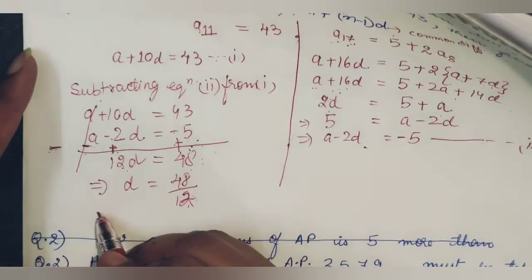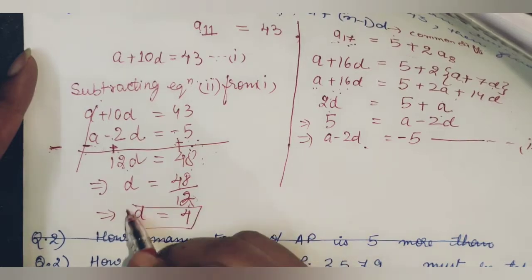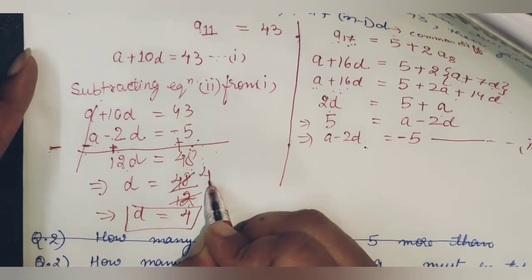Fine. So from here you will get the value of d is equal to 4, because 12 ones are 12, 12 fours are 48.